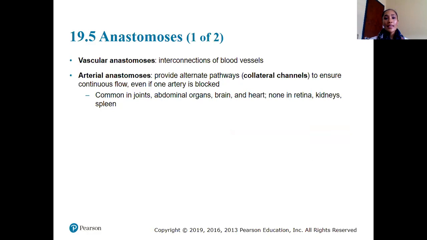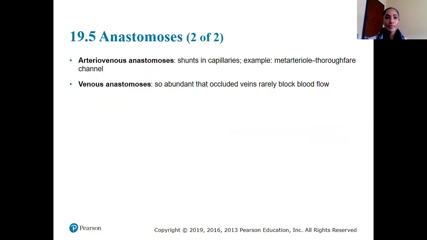So we tend to find these in joints, abdominal organs, the brain, and in the heart. We don't find them in the retina, the kidneys, or the spleen. When you think about it, we have these networks in various vital areas where we need constant blood flow.